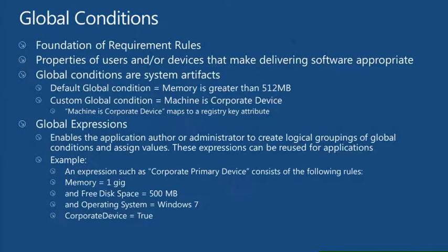Global expressions are combinations of global conditions, right? So you can use different expressions like and, or, so you can get as complex as you want while defining applications. If you're defining prerequisites, you can say my corporate device should have 1 gig of memory, free disk space 500 MB, and the operating system, by the way, should be Windows 7. And only then install this application. So you can get pretty granular in the logic that you want to define in these requirement rules using global expressions.